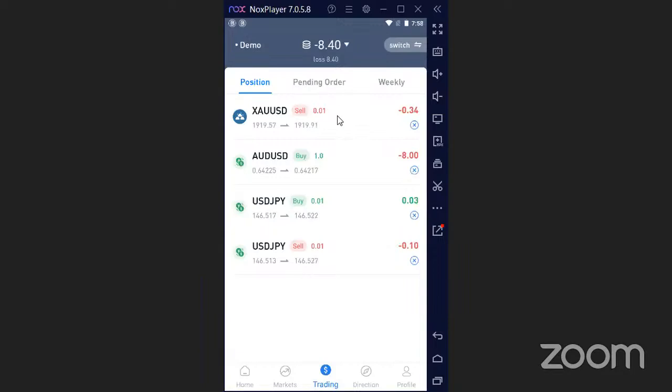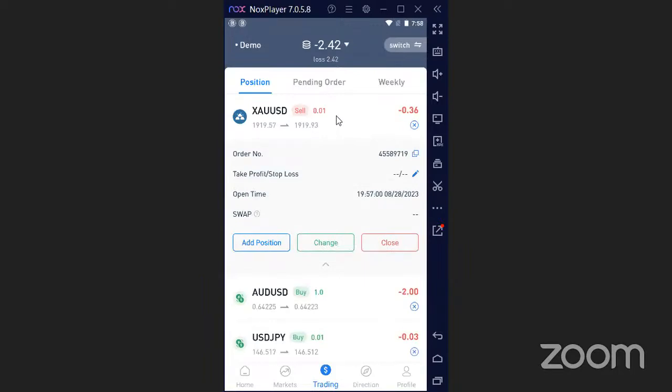Now you want to click anywhere around this order. I just click here, then it pops out this box. Take a look at this side. We have take profit, then we have the stop loss. Even though you didn't set it when you were taking this trade, you can always come back here and set it after you've already taken your trade.